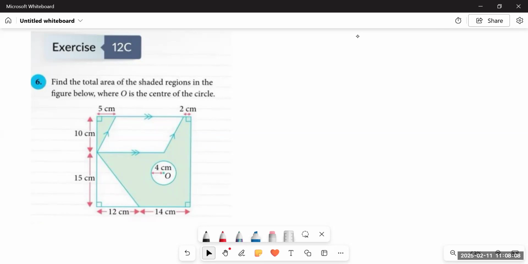Think New Syllabus Mathematics, chapter number 12, Area and Perimeter of Plane Figures. Today we are going to do question number 6 of exercise 12C, in which we are going to solve a figure where we have some of the parts as shaded, some are unshaded, and we have to find out the area of the shaded region.